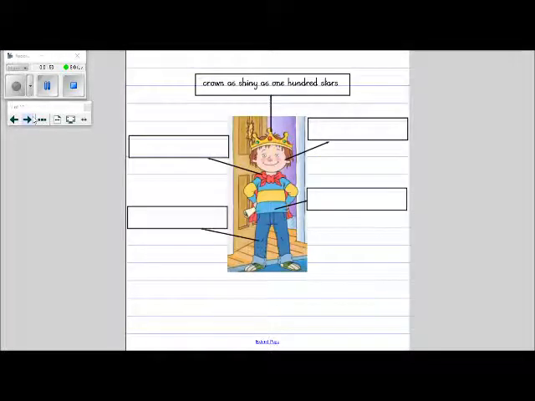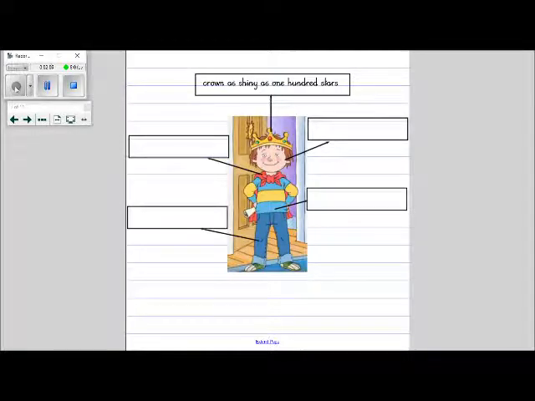First, I have taken Henry's crown. I can see that it's gold, it's shiny, and I have used a simile to describe the crown. My example is a crown as shiny as 100 stars.